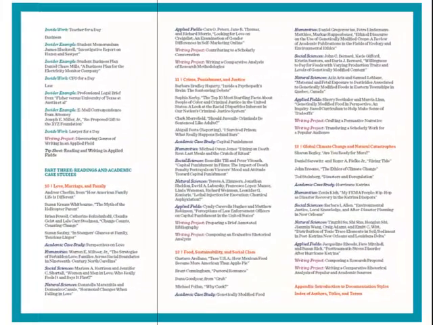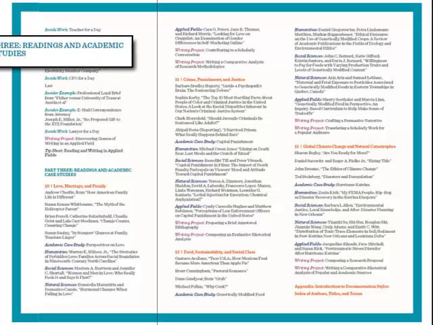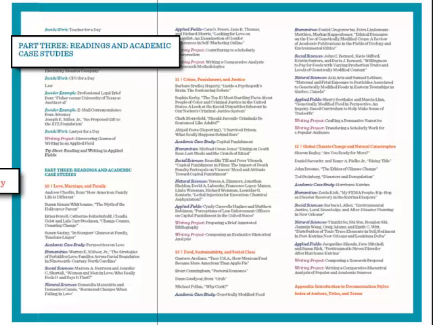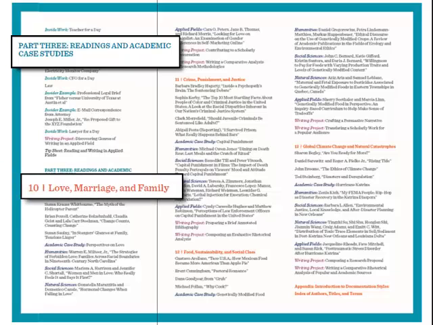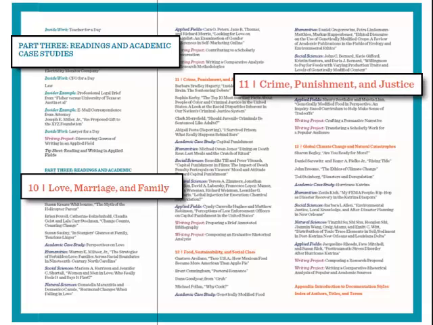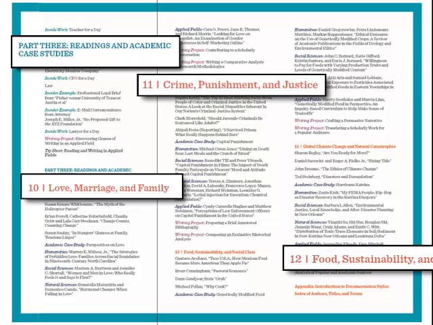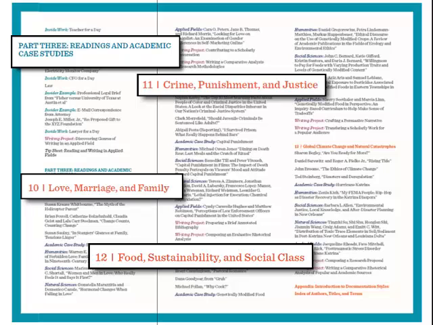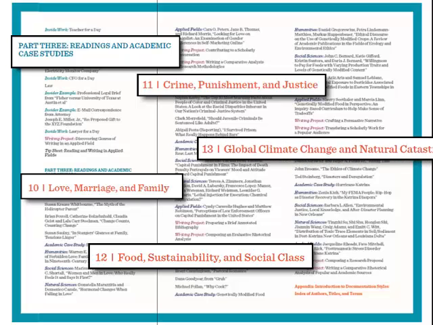This book is also available with a thematic reader that takes students inside issues of cultural and academic interest. The reader is composed of 4 chapters: Love, Marriage and Family; Crime, Punishment and Justice; Food, Sustainability and Class; and Global Climate Change and Natural Catastrophes.